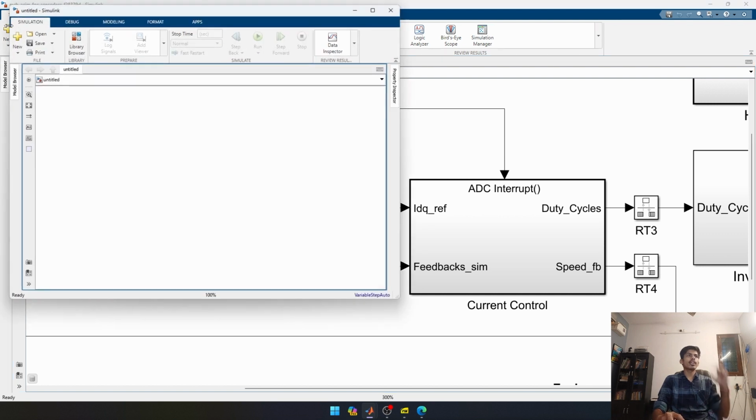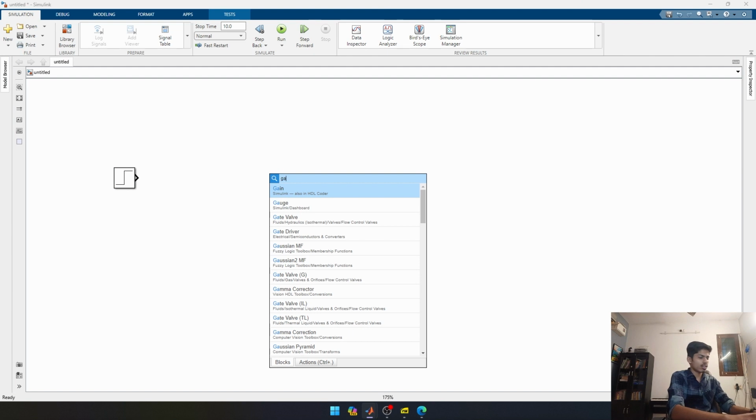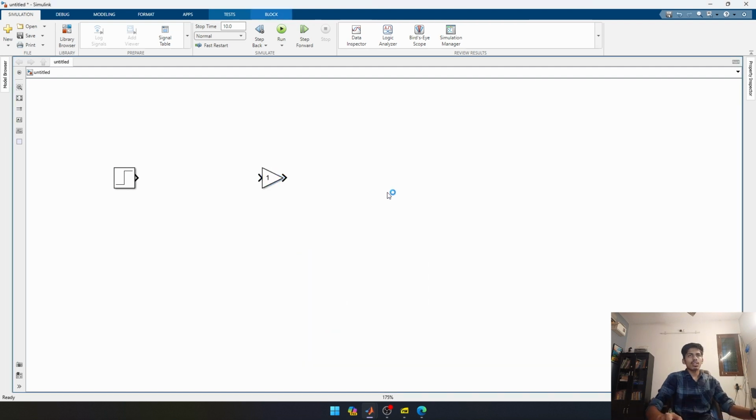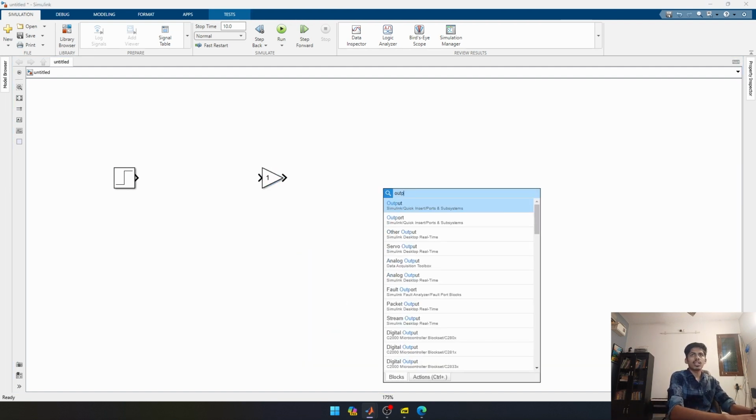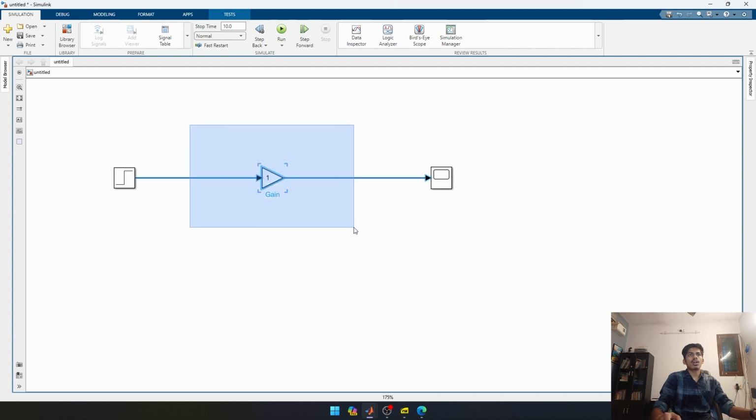So let's create a new blank model. For example, let's add some dummy system just to show you how to create a function-triggered subsystem. Let's connect a scope to it. For example, you have made some system like this. You want to make this a triggered subsystem.